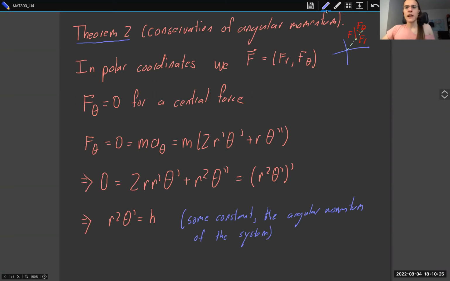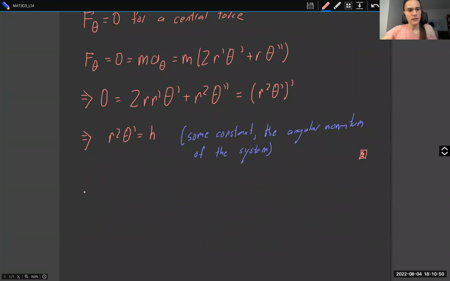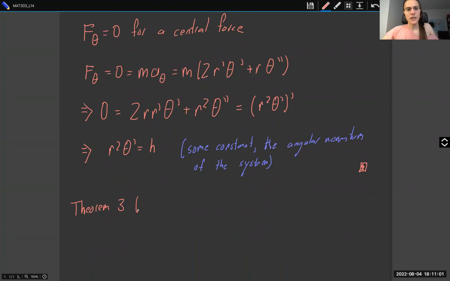Okay, so what is angular momentum? It is some quantity that is conserved over the course of the movement of a particle acted on by a central force. However, instead of motivating this, I'll show you how this theorem directly implies something much easier to understand. And that's theorem 3: equal areas are swept out in equal times.